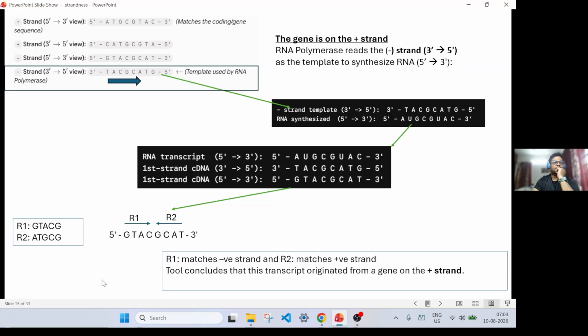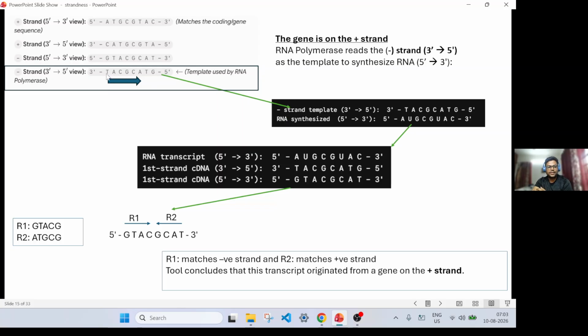Okay. So now the same thing. Again we have four views: plus, plus, minus, minus. This is the 5' to 3', 3' to 5', 5' to 3', 3' to 5'. Now, as I said, the gene is on the plus strand, and that means RNA polymerase will consider the negative strand as a template, and it will go from 3' to 5'. So it will go like this, and it will create the first mRNA.